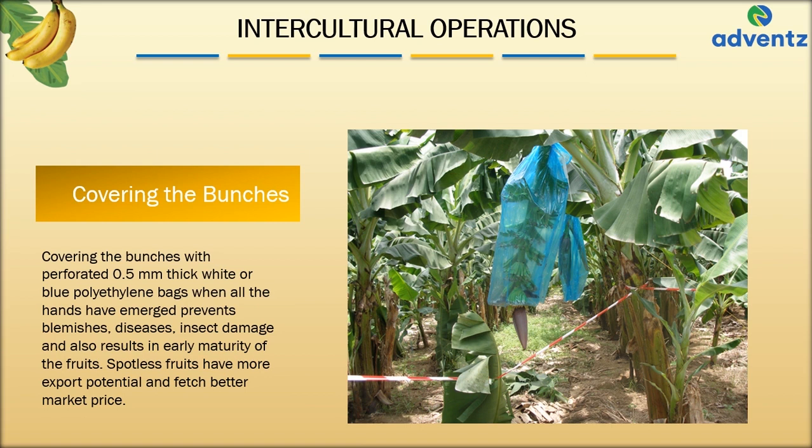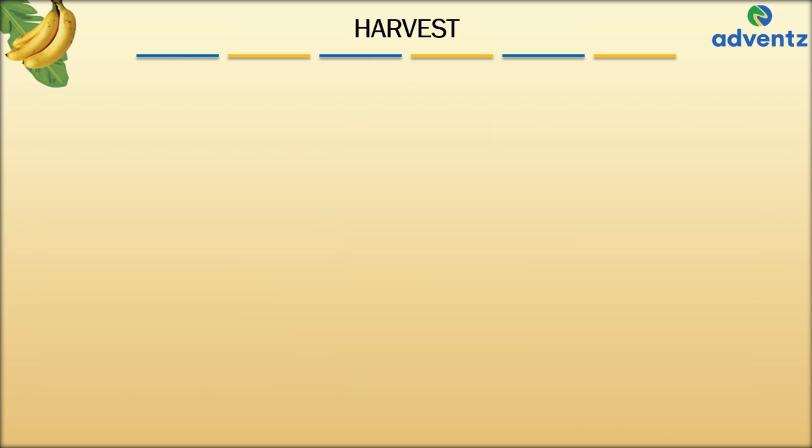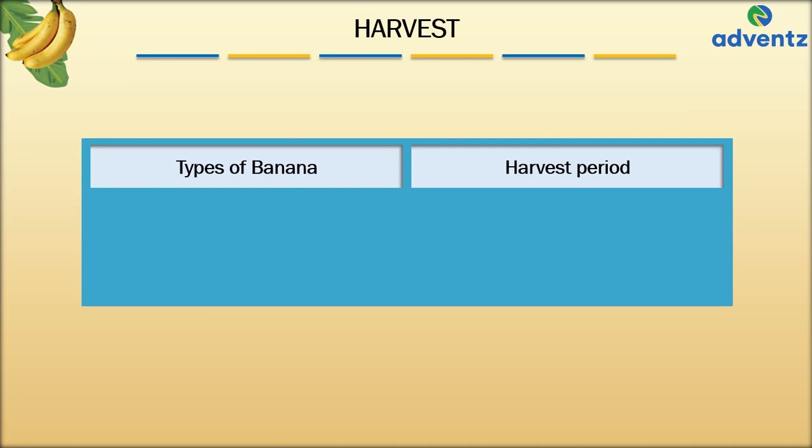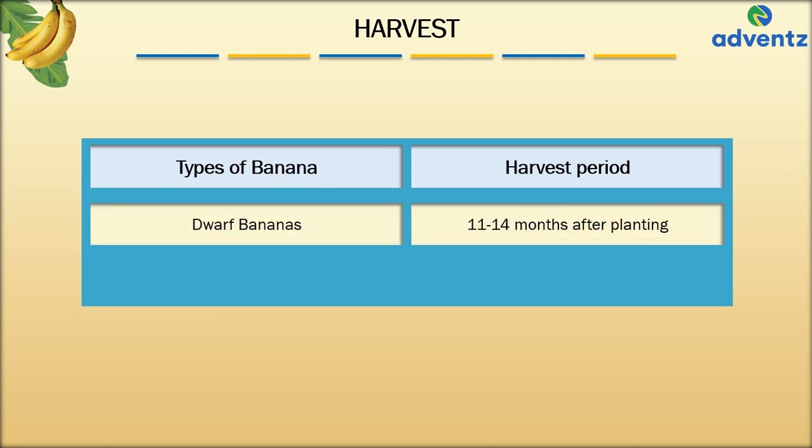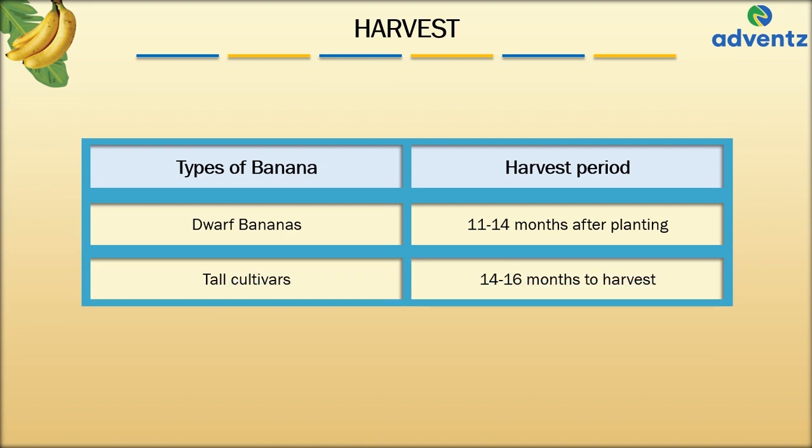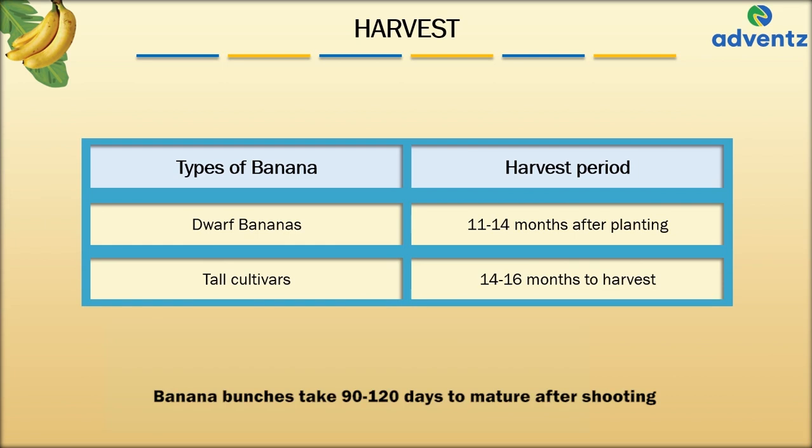The next thing we talk about is harvest. Harvest is the time when ripe products are sold. The harvest details for bunch maturity and other visual symptoms are being discussed here. The dwarf bananas are ready for harvest within 11 to 14 months after planting, while tall cultivars take about 14 to 16 months to harvest. A bunch usually takes 90 to 120 days to mature after shooting.